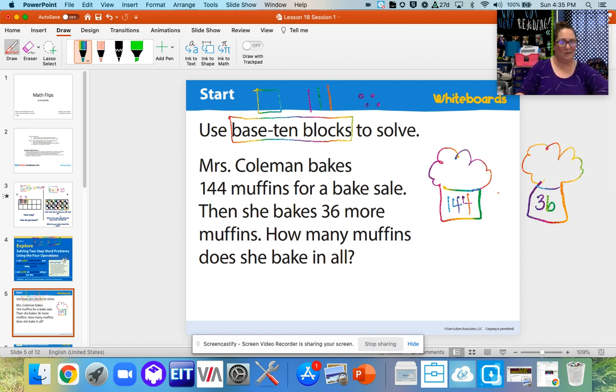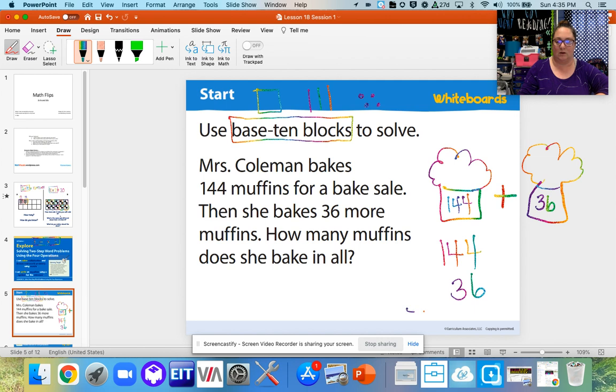Well, we're not sharing equally, so we're not doing division. She's not giving muffins away, so we're not doing subtraction. She doesn't take her muffins and put them in groups, so we're not doing multiplication. But we are adding. She has some and she's got some more, and then she puts them together, and she wants to know how many she has in all. So that's right, she is adding. So we have 144 plus 36.